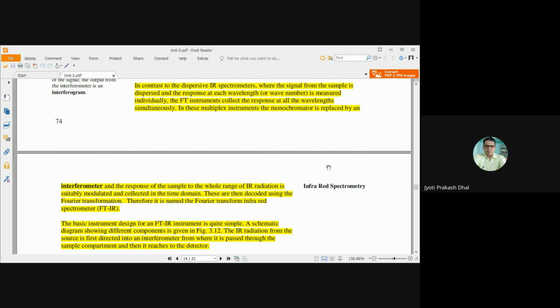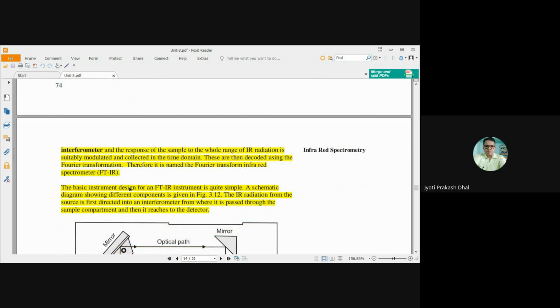So in the Fourier transform infrared spectrometer, the signal from the sample is dispersed and the response to each wavelength is measured individually. The FT instrument collects the response at all wavelengths simultaneously. In these complex instruments, the monochromator is replaced by an interferometer, and the response of the sample to the whole range of the IR is suitably modulated and collected in time domain.